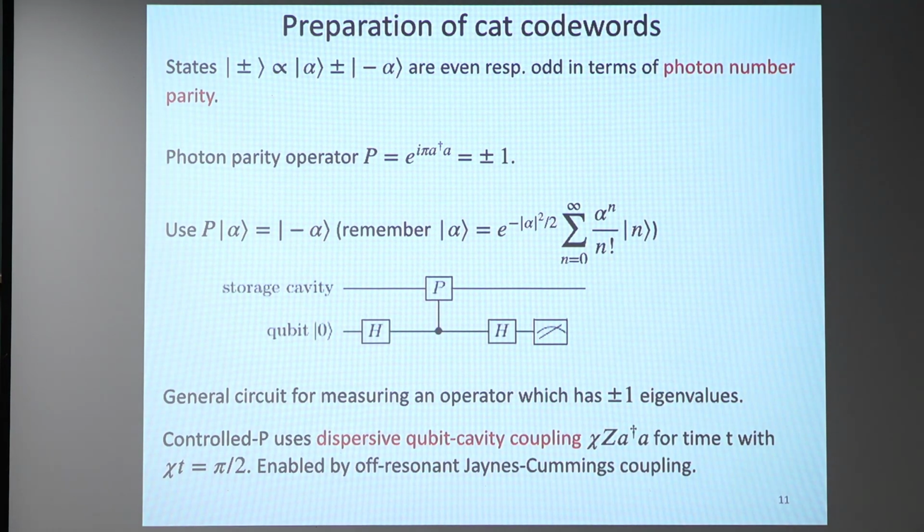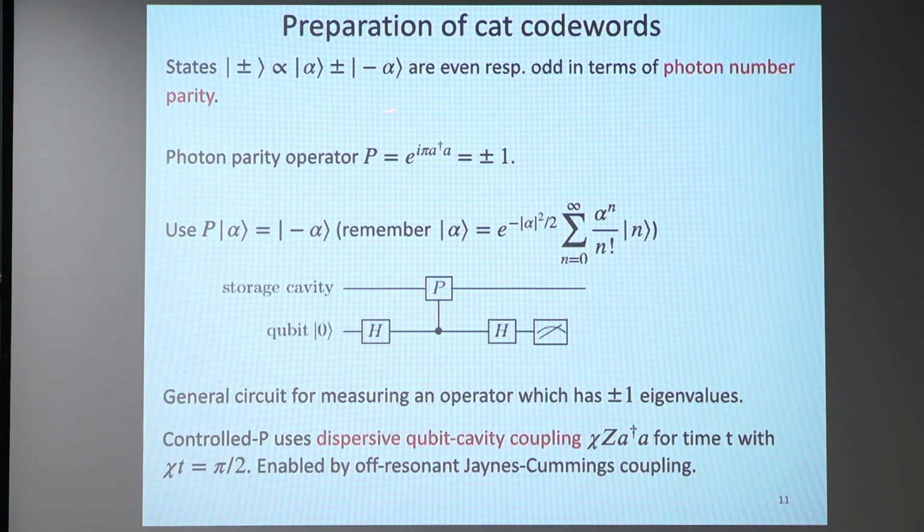All right, now I made a comment about photon parity, and this is an important operator because it will come back a few times. So the claim is, and we'll do this little thing, the claim is that these two states, alpha plus minus alpha and alpha minus minus alpha, independent of what alpha is, are even for the plus and odd for the minus in terms of photon number parity.